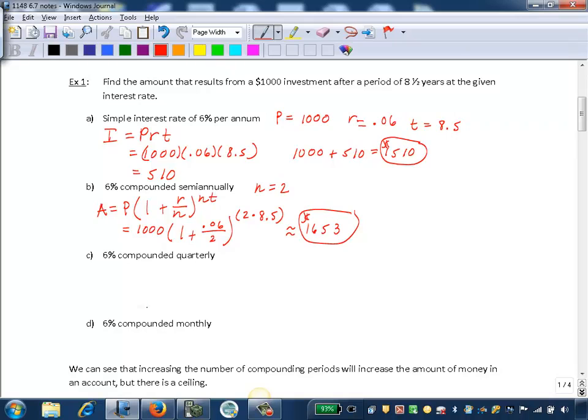So if we look at Part C, 6% compounded quarterly, now again our N, the number of compounding periods, will be 4. So if we fill in here, our A equals our principal, P times 1 plus R over N to the NT. And you will need to memorize this formula. You'll need to memorize the formulas for compound interest in this section. So we'll fill in our 1,000 for principal times 1 plus our R 0.06. Now our N is 4, and now our exponent is going to be 4 times that 8.5.